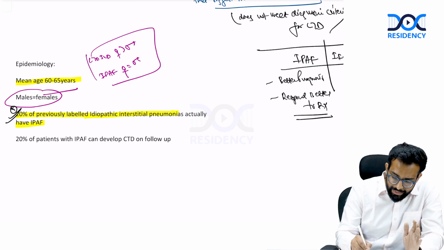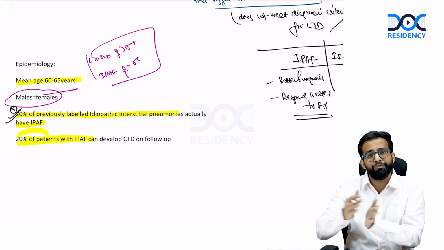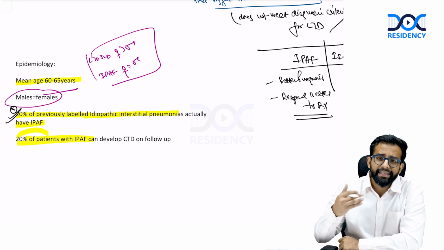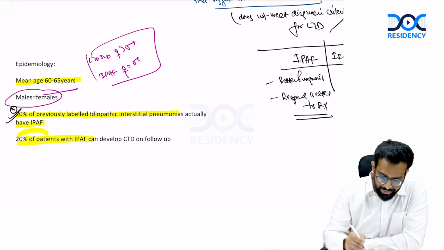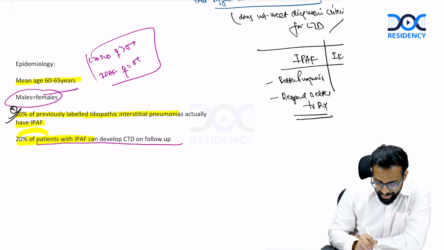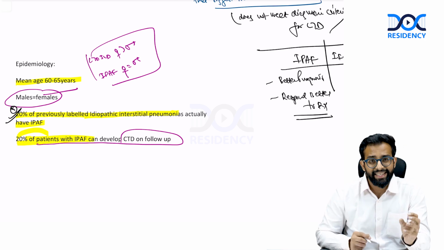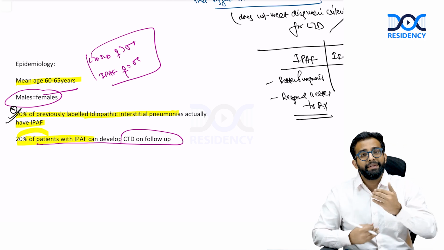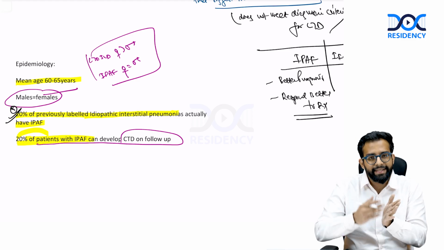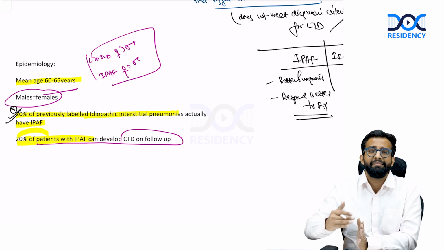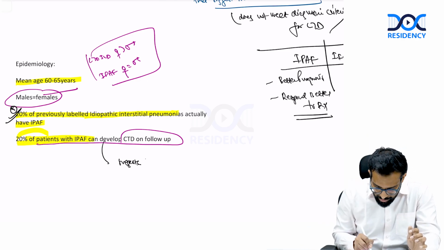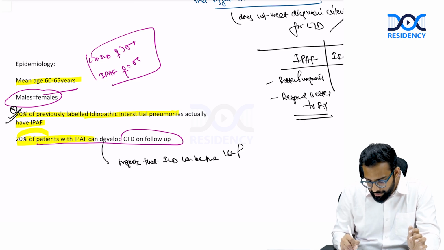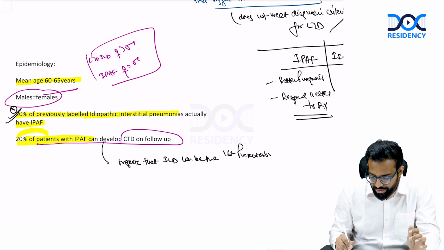Also, up to 20% of these patients with IPAF, if followed up sequentially or longitudinally, will go on to develop a connective tissue disease. So up to 20% of these patients can actually develop a CTD on follow-up, which suggests that this is a spectrum. ILD could be the first presentation of a CTD, and slowly and steadily the patient starts developing extrapulmonary manifestations of that CTD. This suggests that ILD can be the first presentation of a CTD.